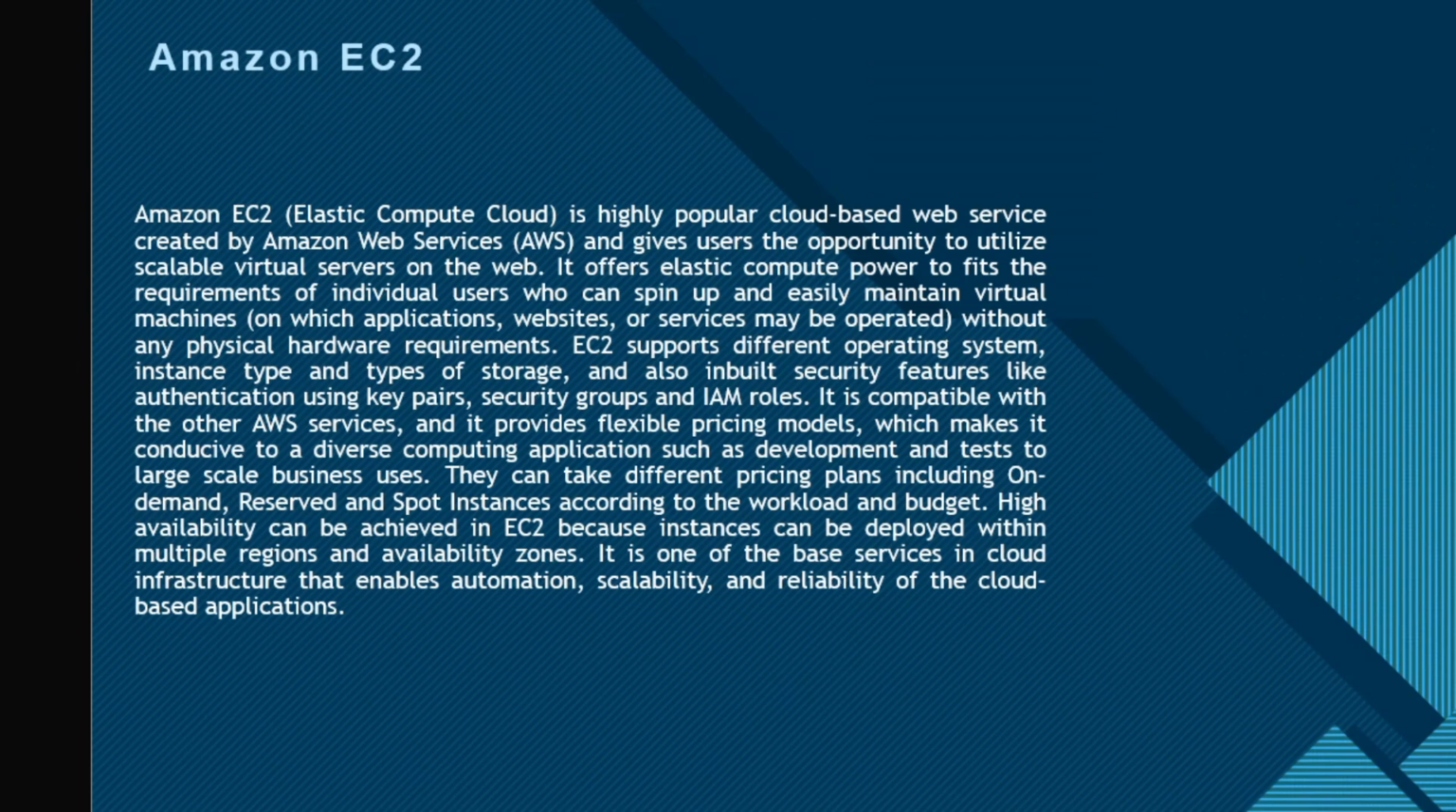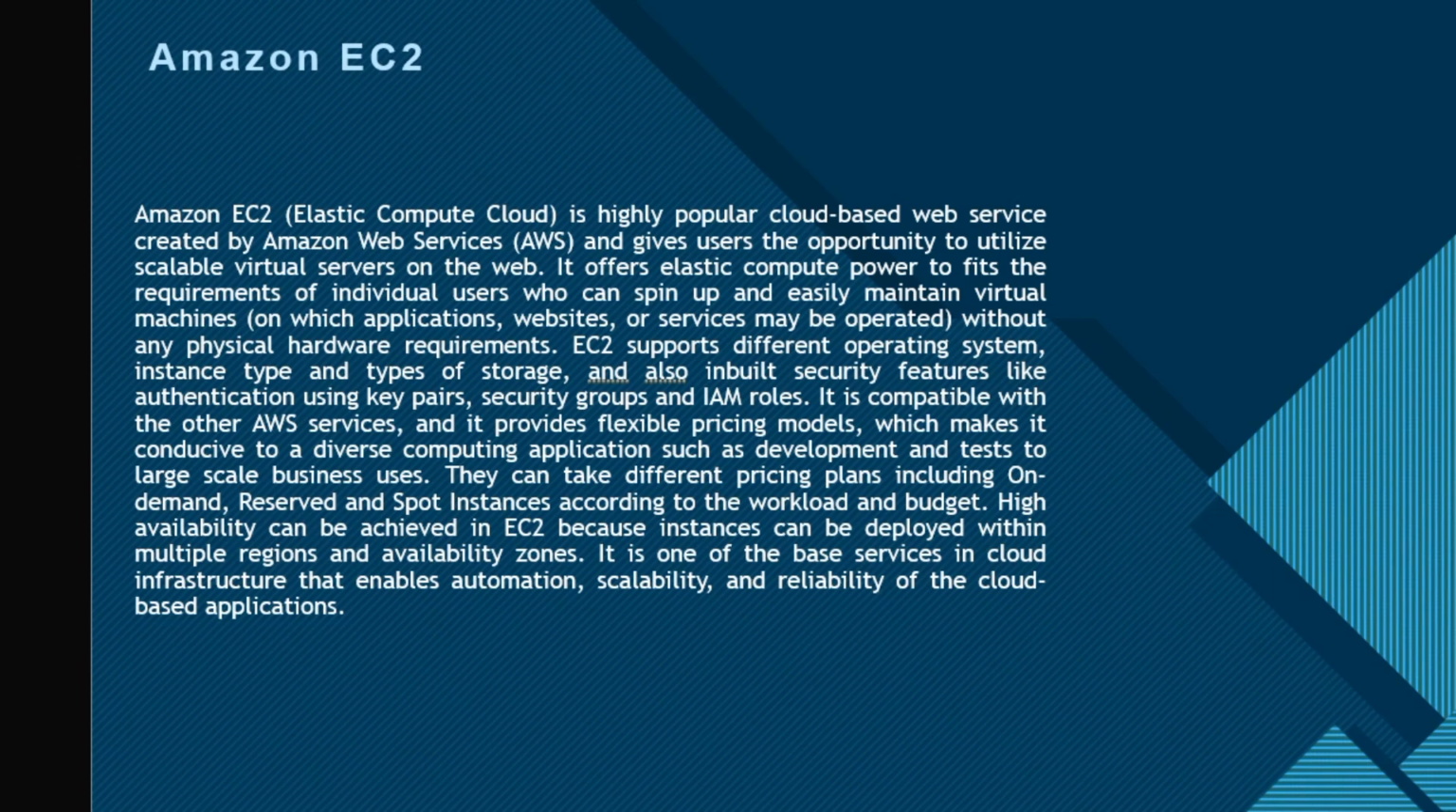And now I am going to explain Amazon EC2. Amazon EC2 is a highly popular cloud-based web service created by Amazon Web Services, and it gives users the opportunity to utilize scalable virtual servers on the web. It also offers elastic compute power to fit the requirements of individual users, who can spin up and easily maintain virtual machines for their websites without any physical hardware requirements. EC2 supports different operating systems, instance types and types of storage, and also has inbuilt security features like authentication using key pairs, security groups, and IAM roles.